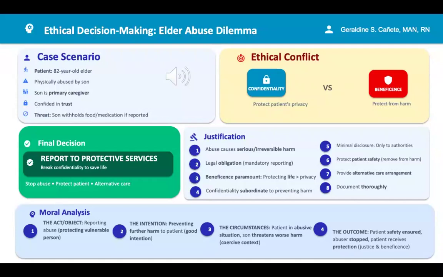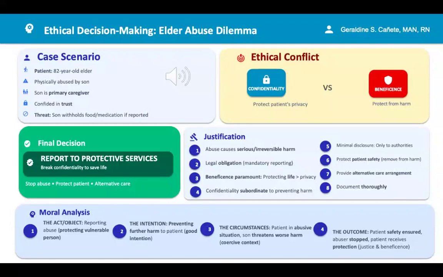So protect patient safety by removing them from harm. The goal is to remove the patient from the abusive situation and to ensure their safety. Also, provide alternative care arrangements. The patient should be provided with alternative care arrangements, such as a safe place to live and access to medical and social services. And most importantly, document thoroughly. The decision to report the abuse and the rationale behind the reporting should be thoroughly documented in the patient's medical record.